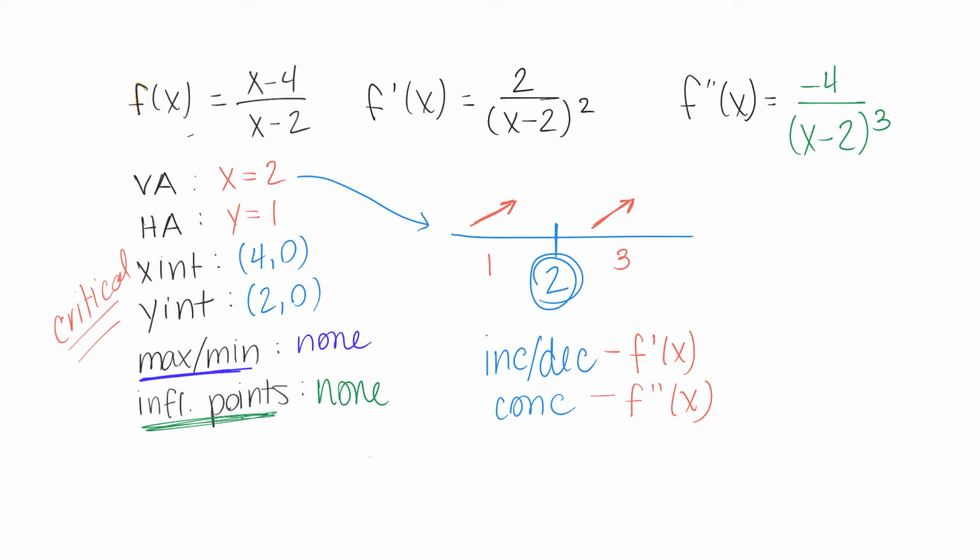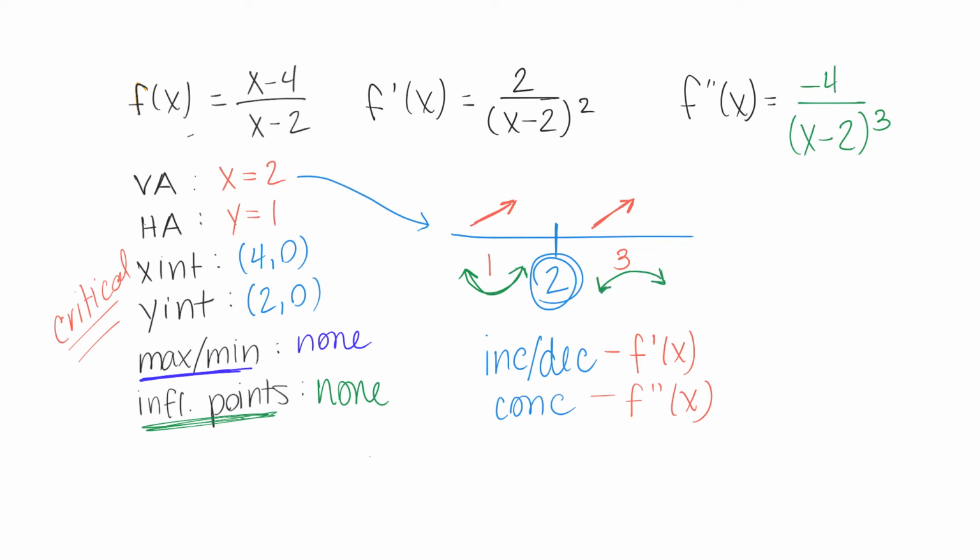So I'm going to plug my 1 into my second derivative. So 1 minus 2 is -1. -1 cubed is -1. -4 over -1 is positive. So this is going to be concave up, right? Concave up. Now I'm going to take my 3 and I'm going to plug that in here. So 3 minus 2 is 1. 1 cubed is 1. -4 over 1 is -4. So this is concave down.